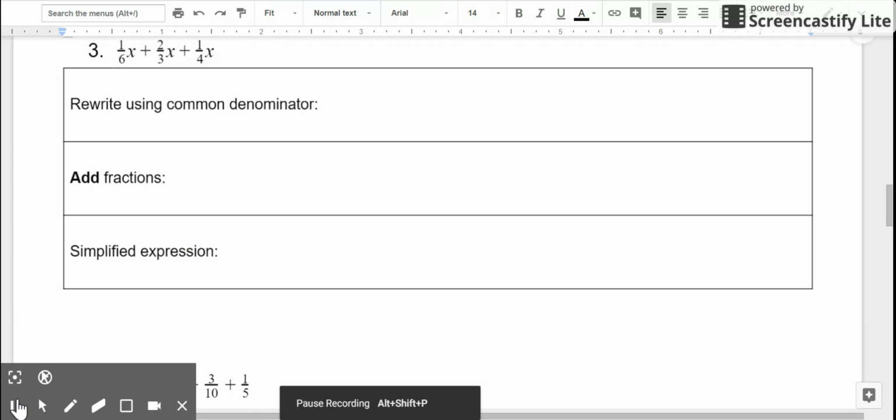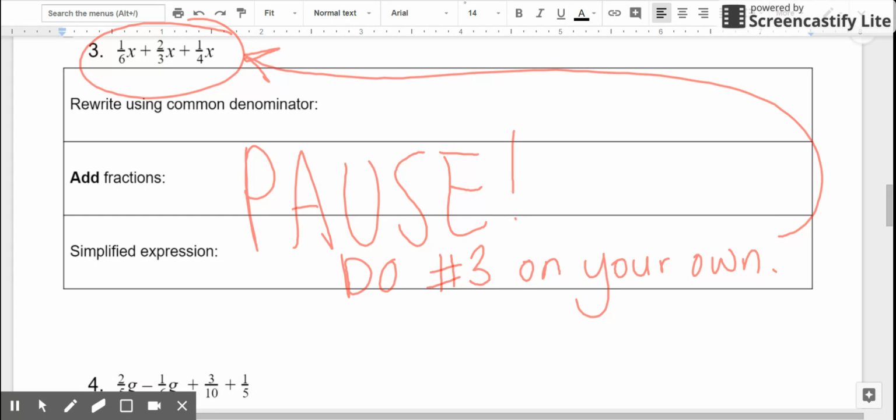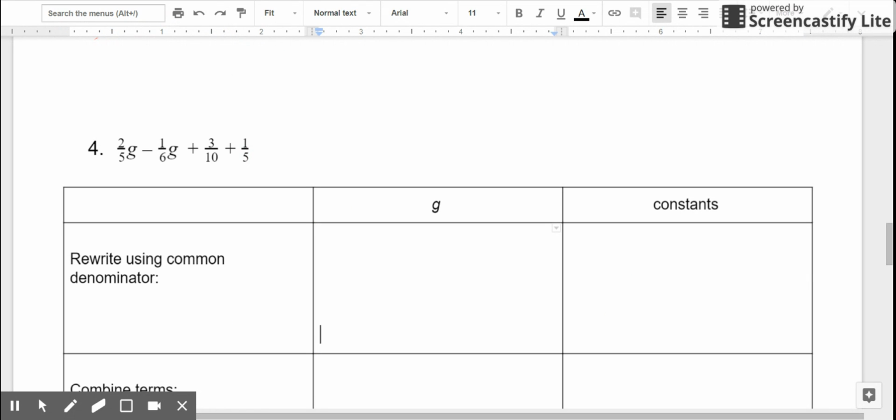Please try number 3 on your own. You can use either method, doing this with or without a calculator. If you did this correctly, you should have gotten 1 and 1/12 x. Number 4 is the last problem that I'll do on this video. After that, I'd like you to do them on your own.